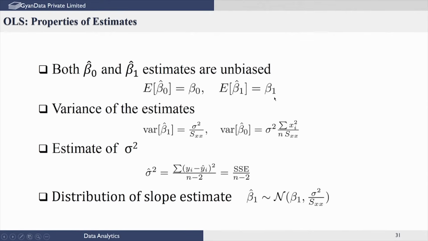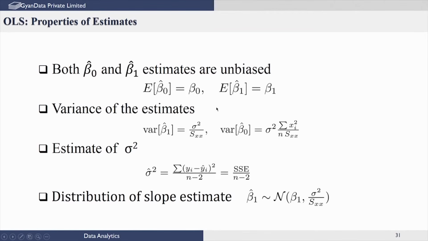Notice that beta naught and beta 1 are unknown values. We are only saying that the expected value of beta 1 hat will be the true value and the expected value of beta naught hat will be the true value. If the estimates satisfy such properties, we also call these estimates unbiased. There is no bias in the estimate of beta naught hat or beta 1 hat.